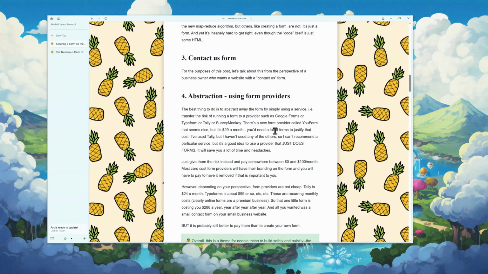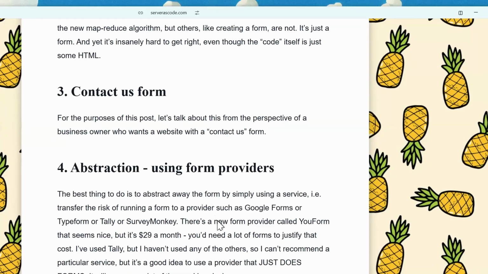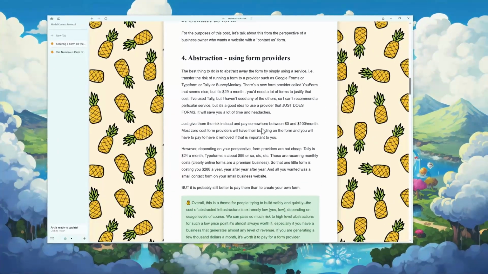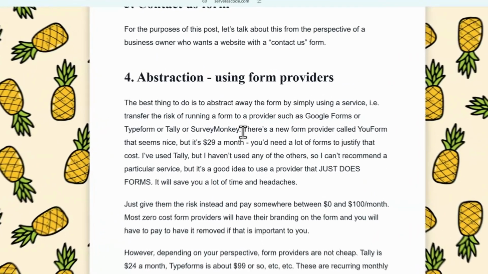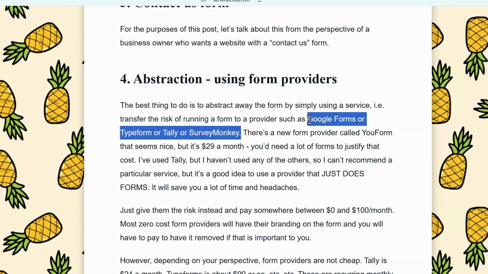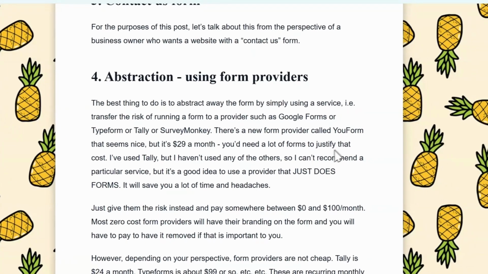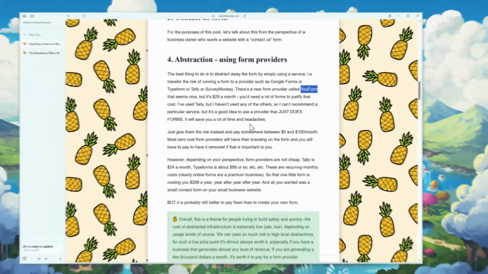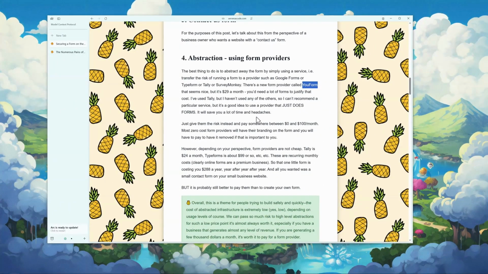Let's think about what we do to get a contact us form. The first thing is, again, the best thing to do is just to abstract away all this by using some kind of service. So I talk about using Google Forms or Typeform or Tally or SurveyMonkey. There's a whole bunch of them. There's one called UForm.